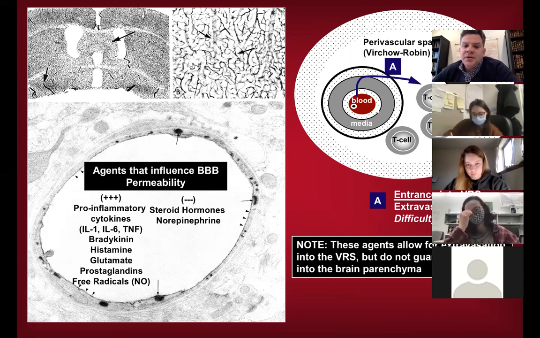So just because something does increase blood-brain permeability doesn't mean that it actually gets into the brain parenchyma. So remember that. It still means the cells likely get confined to the perivascular space.